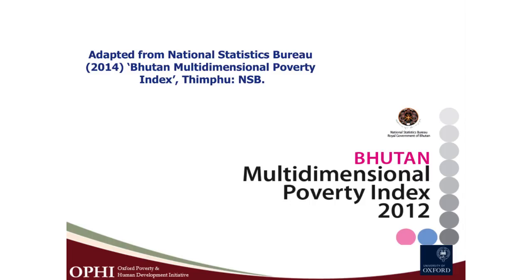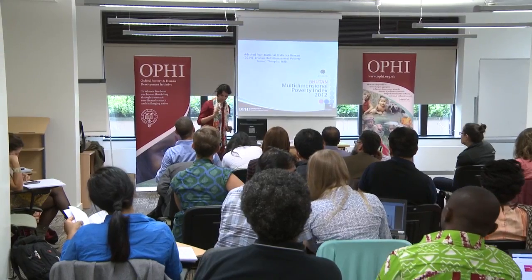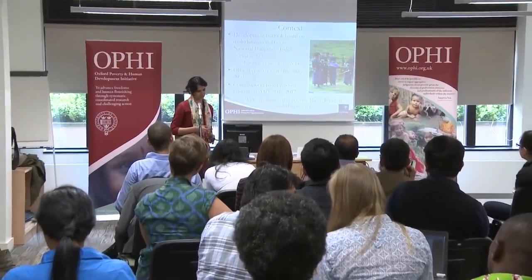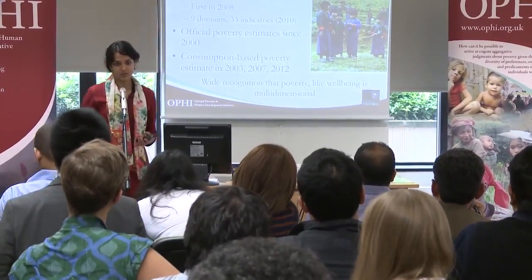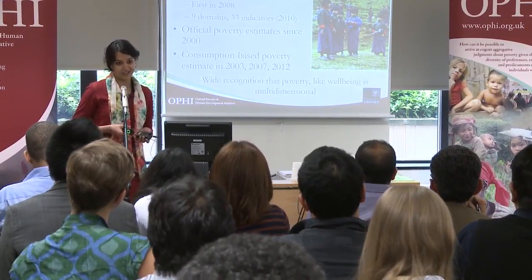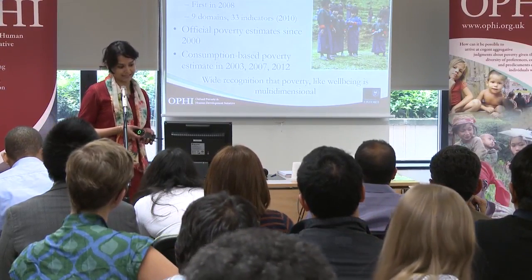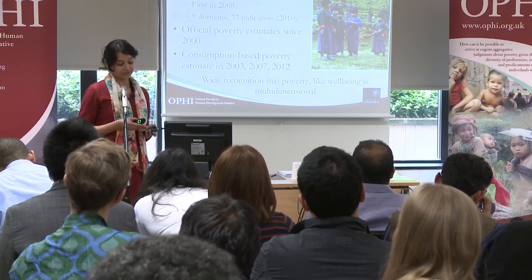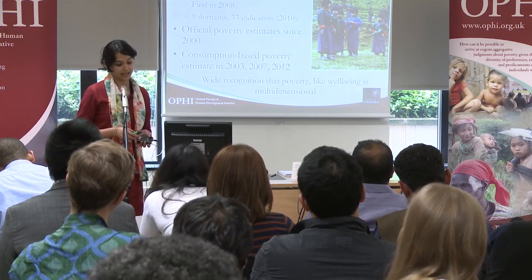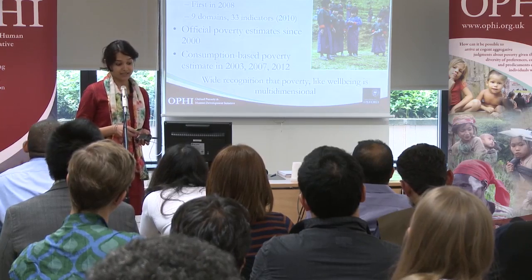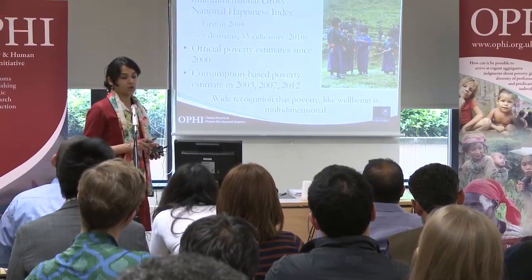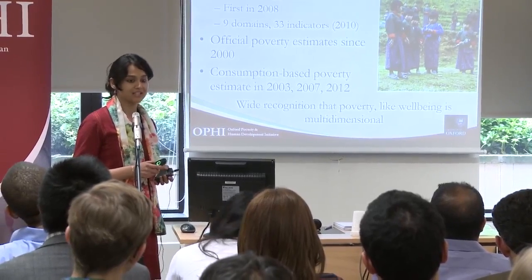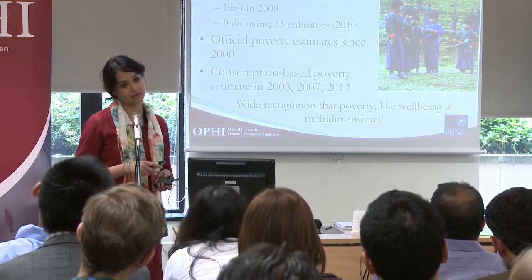All right, so now we will move way to the east and go to Bhutan. So just to give a bit of context, the most famous index in Bhutan is the Gross National Happiness Index, and there is a tradition of multidimensional measures. The first Gross National Happiness Index came out in 2008, and the 2010 index had 9 domains and 33 indicators. But Bhutan has also had a tradition of measuring poverty using consumption-based poverty estimates, and they have been doing this since 2000. So there are estimates for 2003, 2007, and 2012.